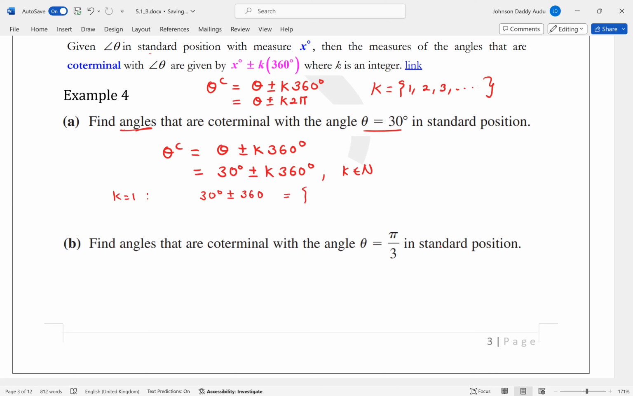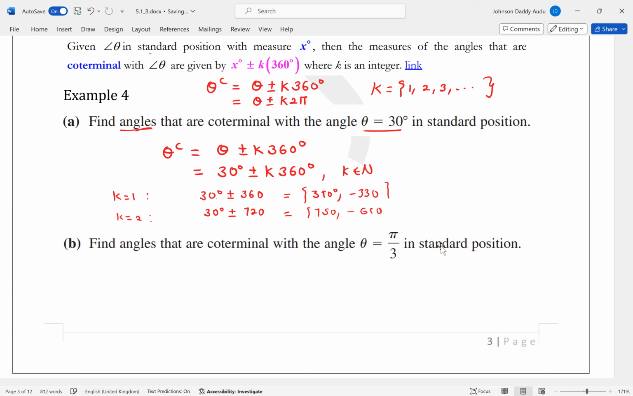You will get 30 plus 360, you will get 390. Or you get 30 minus 360, which is minus 330. Right? So you can also take k equals 2. If you take k to be 2, you will have 30 plus minus 720, right? And here, 30 plus 720 will give you 750, or you will have minus 690.